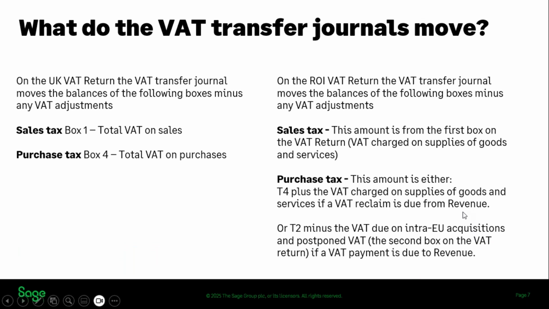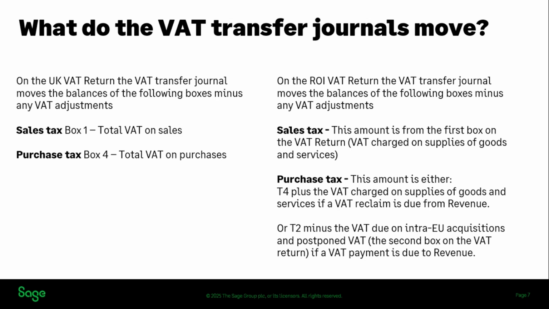Okay, so what do the transfer journals actually move? Now this depends on whether you're doing a UK return or a Republic of Ireland return. Okay, so in the UK, it's basically box 1, which is your total VAT on sales, and your box 4, total VAT on purchases, but minus any adjustments that you've posted. Okay, so if you've posted adjustments, you don't include those in the figures you're transferring.